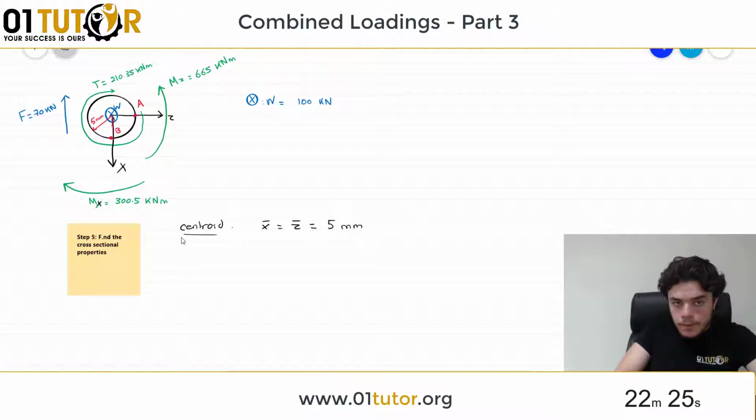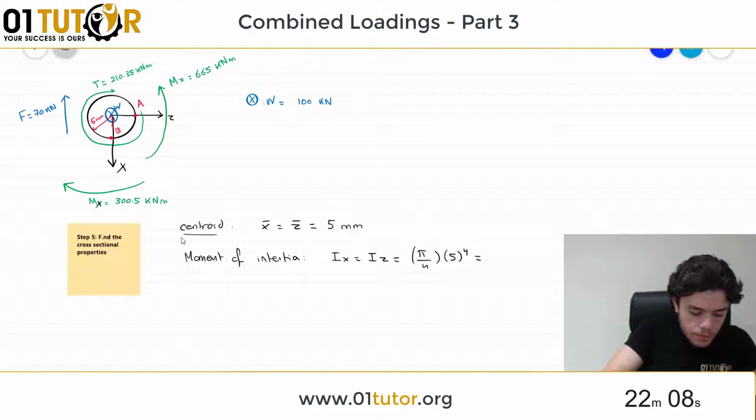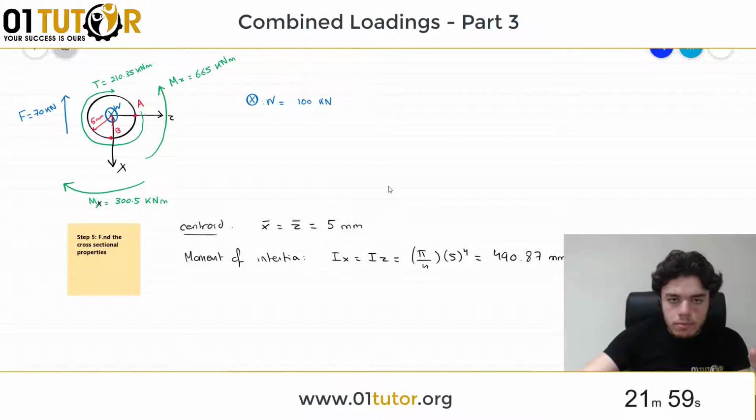Now the moment of inertia, which we're gonna use in bending stresses. Now, since this is circular, Ix is equal to Iz, alright? It's equal to pi over 4 multiplied by the radius, which is 5 to the power 4, right? And it's going to be equal to 490.87 millimeter to the power 4.